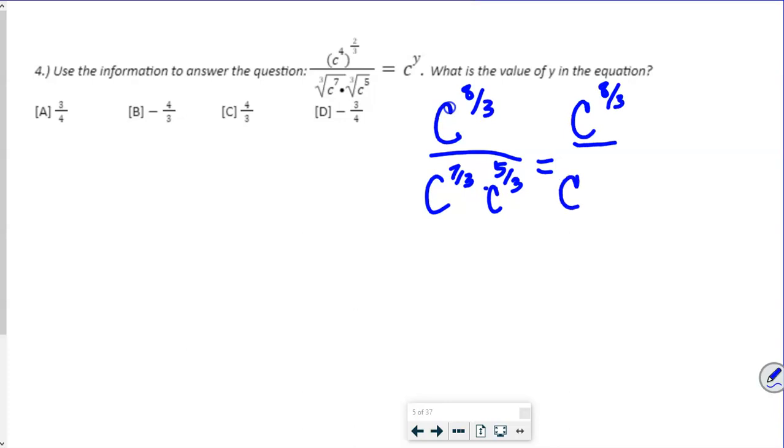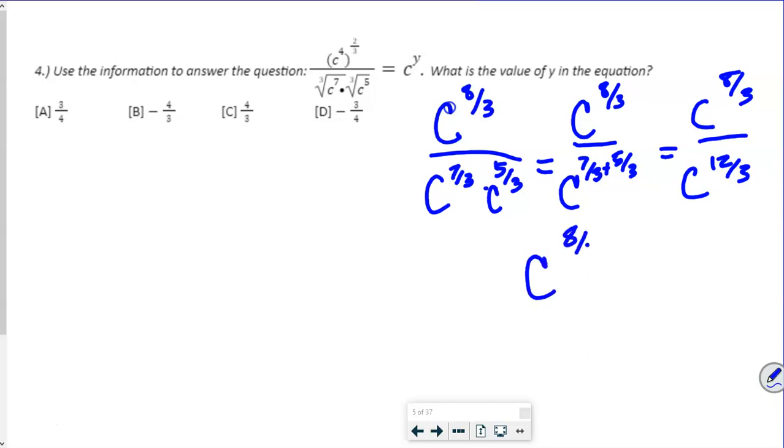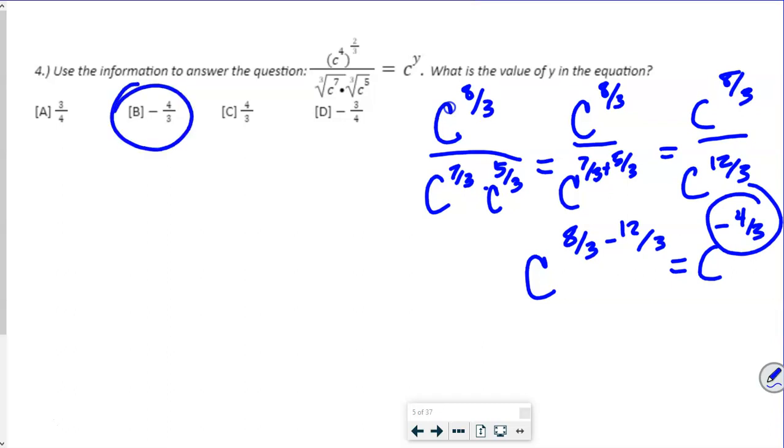And this is going to be c to the 7 over 3 plus 5 over 3. That's going to give us c to the 8 over 3 divided by c to the 12 over 3. Recall again, we're going to bring those both to the top. So that's going to be 8 over 3 minus 12 over 3, which is going to give us c to the negative 4 over 3. Because 8 minus 12 is negative 4. So our exponent here is negative 4/3, and that's what it's asking us for. So our answer here again is B.